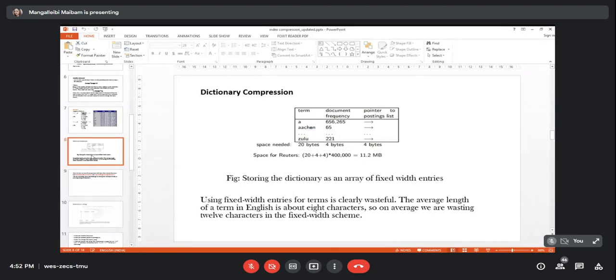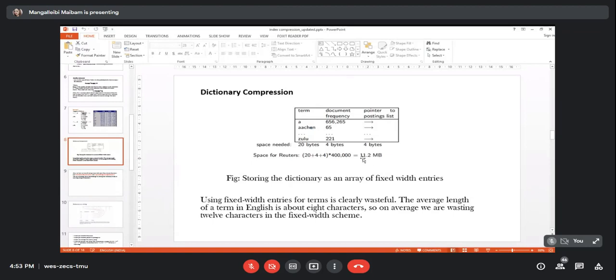There are 3 schemes in dictionary compression. The first scheme is the traditional scheme, which is fixed width. Using this scheme we are wasting a lot of memory space. How? Because for every term, long or short, we spend 20 bytes fixed. Document frequency 4 bytes. Another pointer, storage pointer to the posting list, another 4 bytes. So when you calculate the total space requirement, it is about 11.2 MB, which is much more.